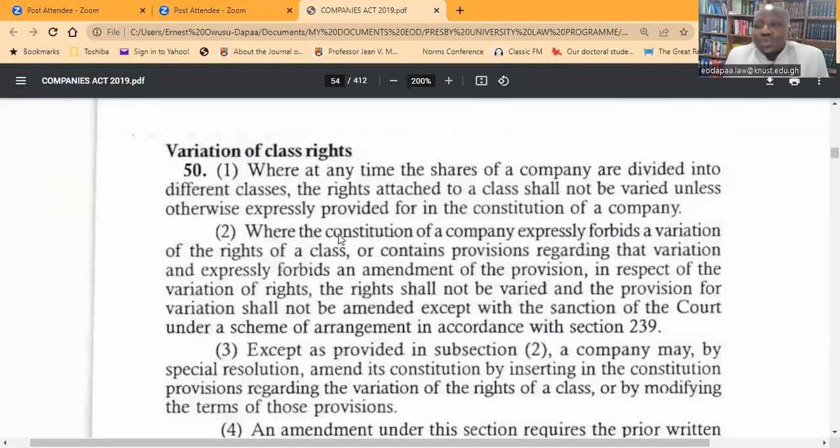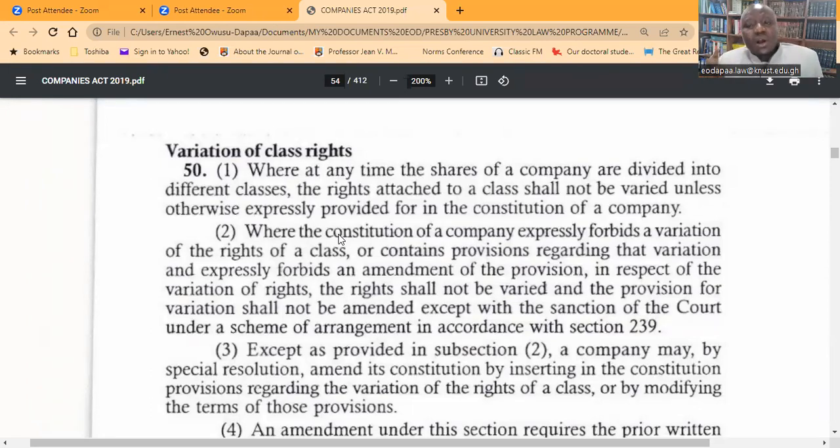So let's look at the rules on variation of class rights. Section 51: where at any time the shares of a company are divided into different classes, the rights attached to a class shall not be varied unless otherwise expressly provided for in the constitution of the company. So let's remember that it is the constitution of the company which made it possible for different classes of shares to be created, as we saw in section 49(1).